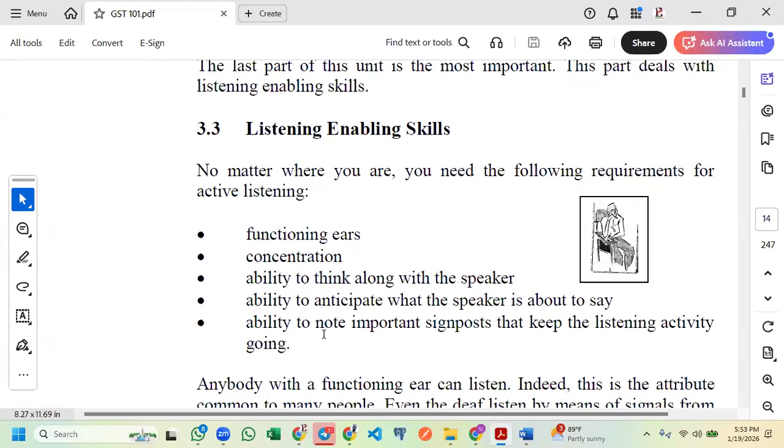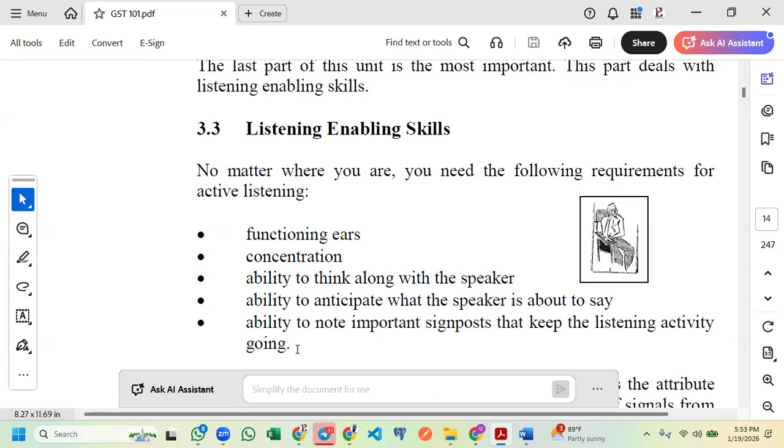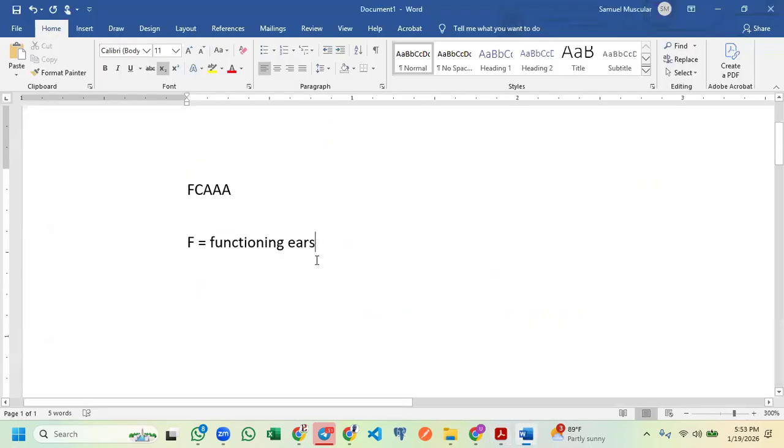Now we've talked about them superficially. So now let's go to trying ourselves. The F represents functioning ear. What does C represent? Concentration. Thank you. Concentration.